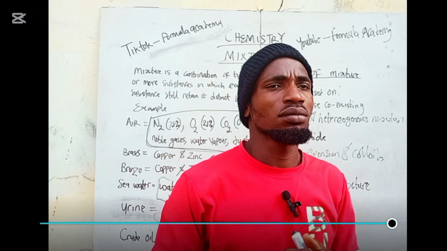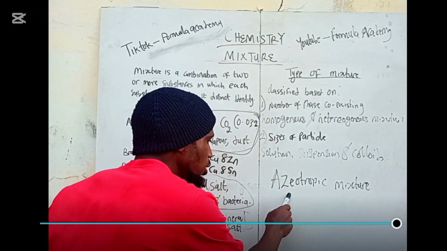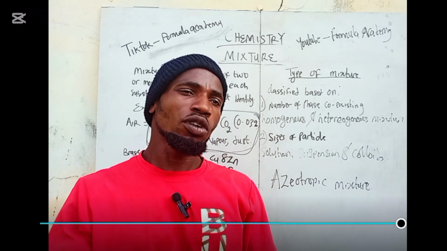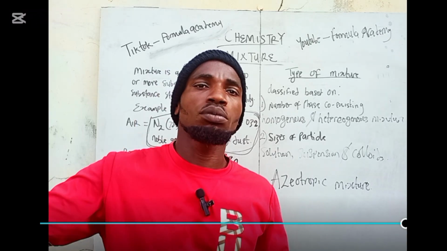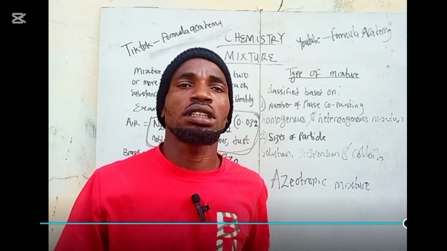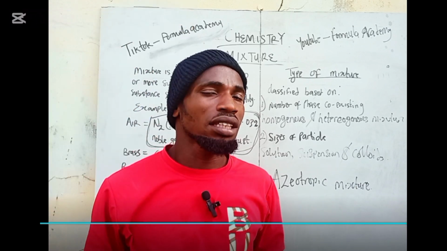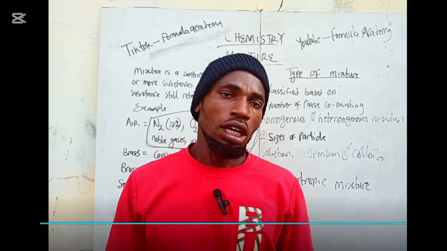So there's one mixture I want you to know about. It is called azeotropic mixture. This type of mixture is a mixture that has what we call a constant boiling point, just like pure substances. Pure substances have constant boiling points. So in our next class, I will be talking more of these azeotropic mixtures.